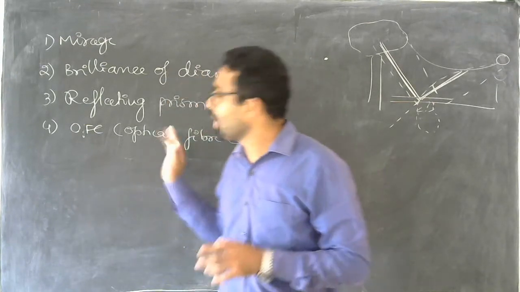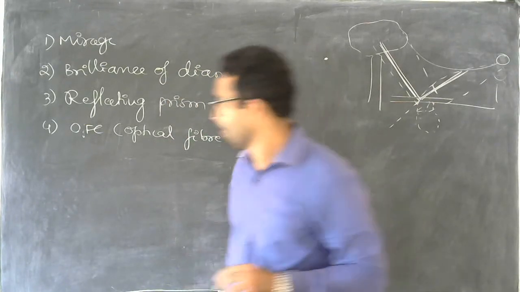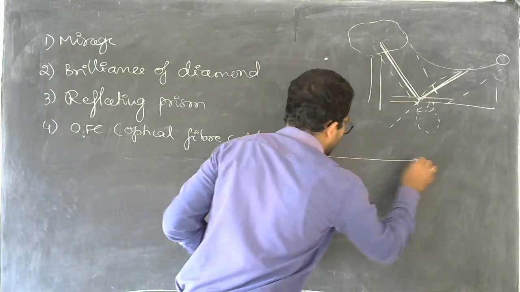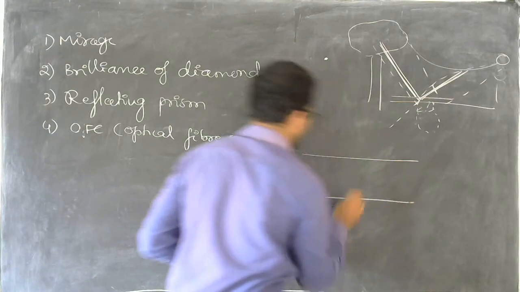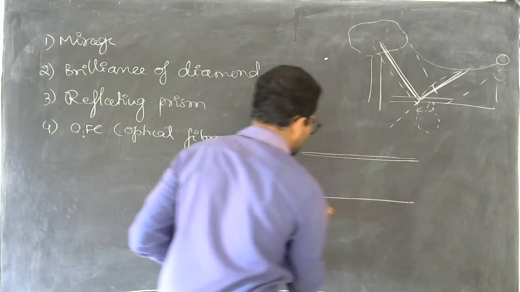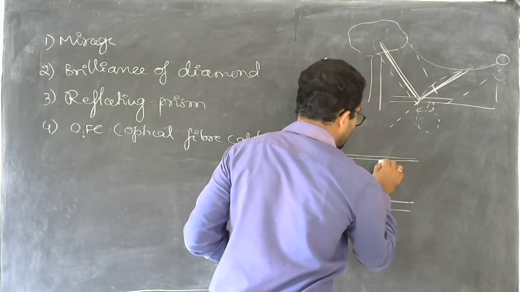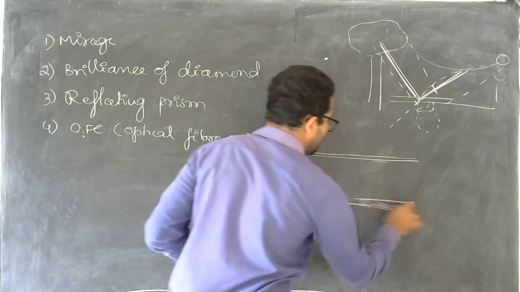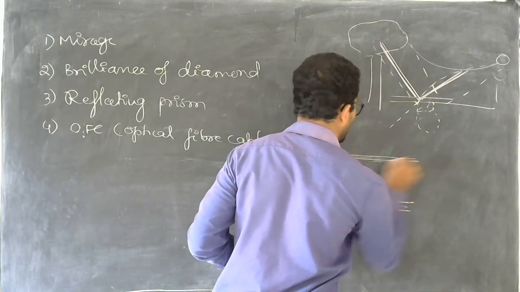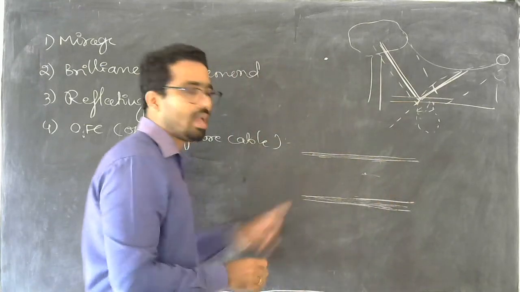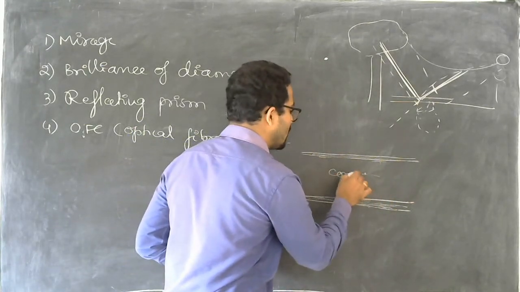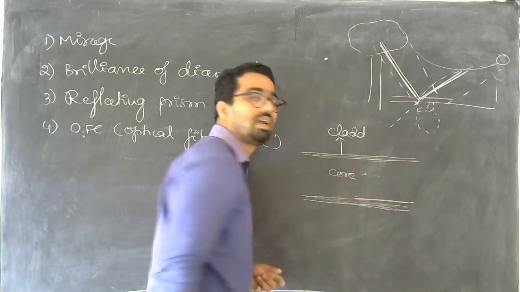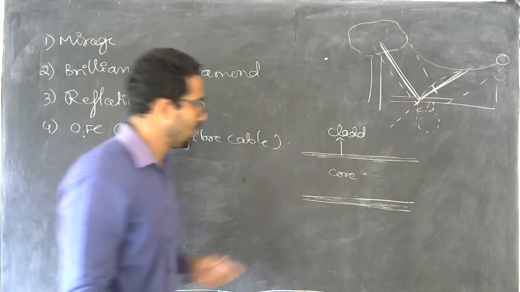Then let's see what that cable consists of. This cable has two layers. This is the inner layer, this is the outer layer. The inner layer is called the core, and the outer layer is called the clad. Okay.